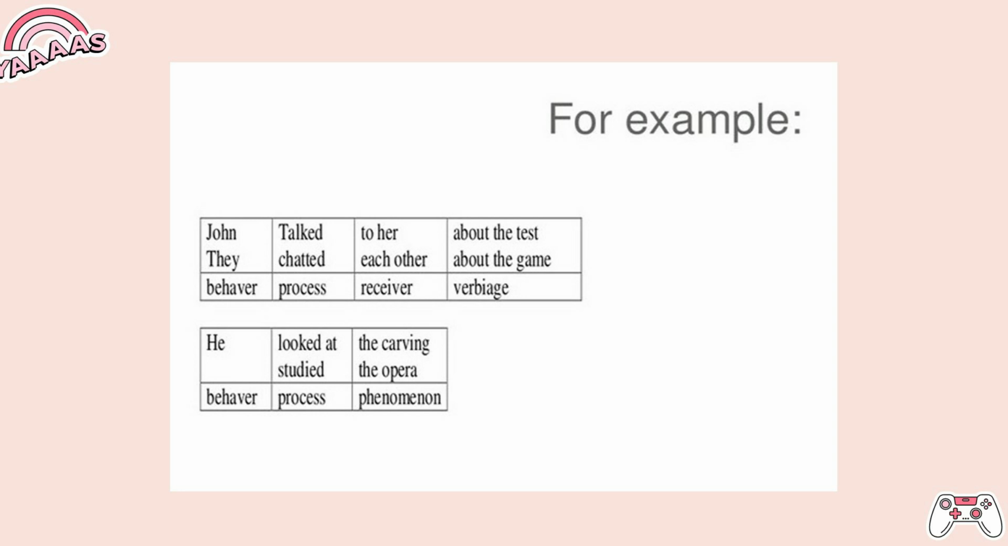So the example of the behavioral process is like in these sentences. The first one, John talked to her about the task. John is the behavior, talked is the process, to her is the receiver, and about the task is the verbiage. And then they chatted each other about the game. They is the behavior, chatted is the process, and each other as the receiver, and about the game as the verbiage.